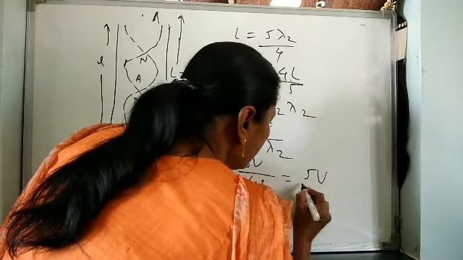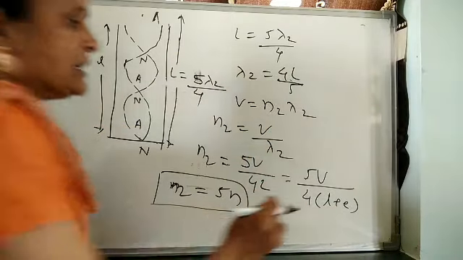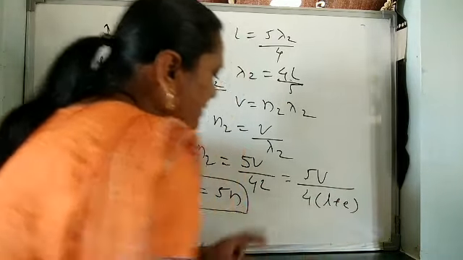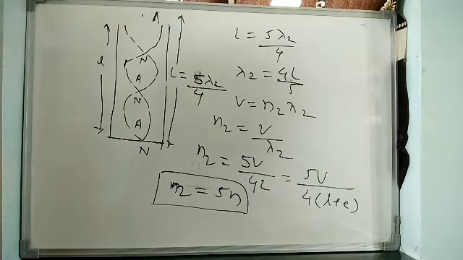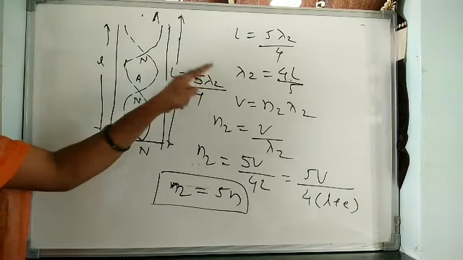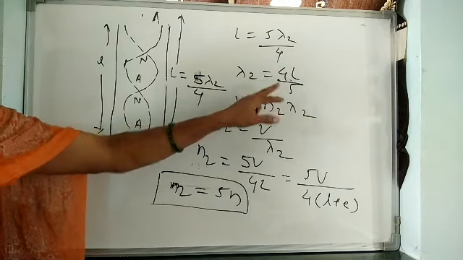This you can write as 5v upon 4 into (L plus e). Remember here, capital L is the corrected length, and small l is the length of the air column. This is the third mode of vibration of an air column. The length of the air column is L is equal to 5 lambda 2 by 4, where lambda 2 is equal to 4L by 5.